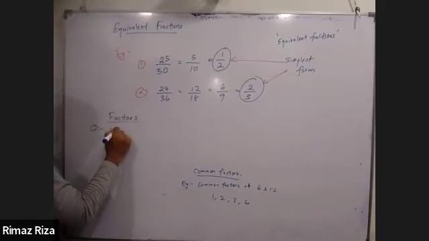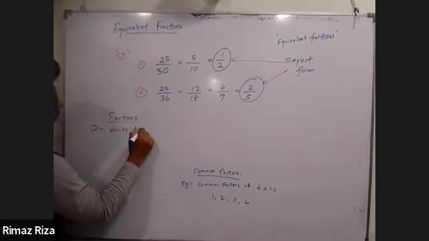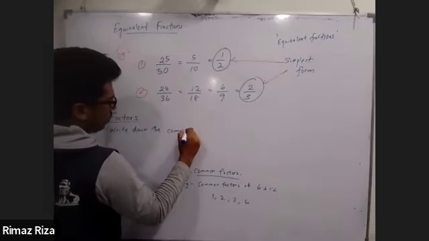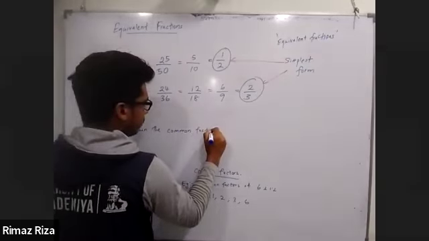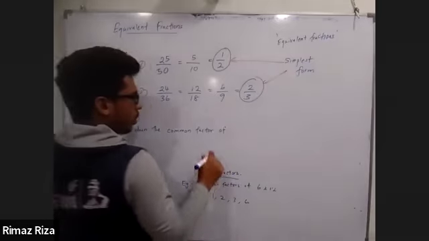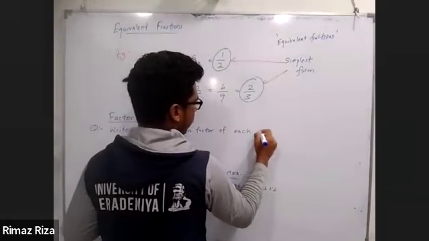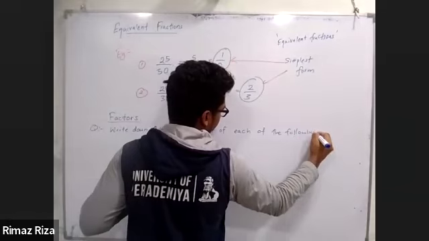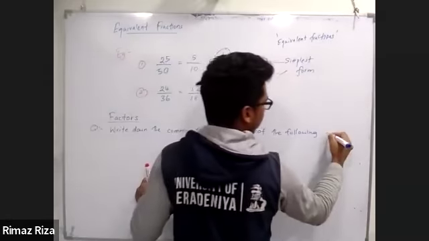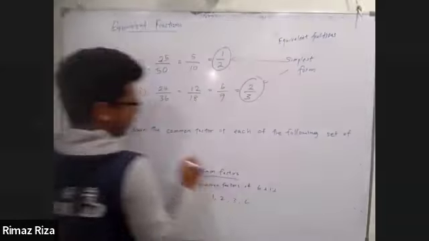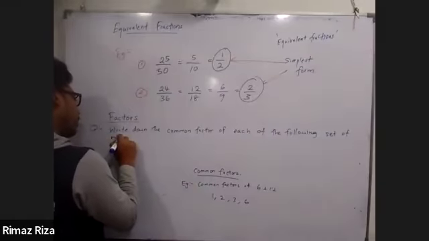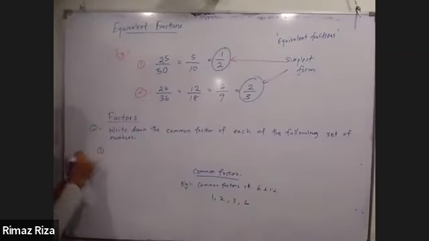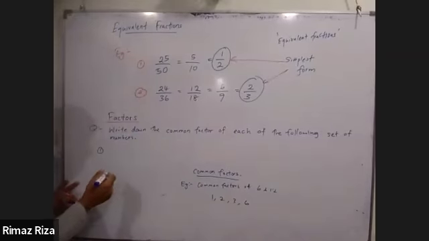Question: write down the common factors of each of the following sets of numbers. So first one, I'll give you an easy one first.